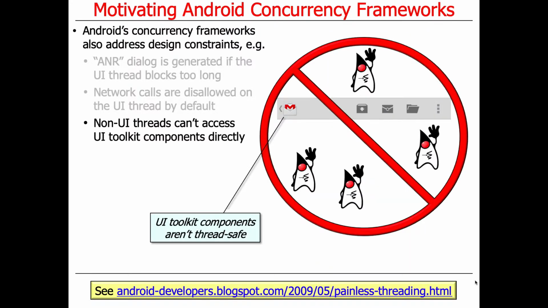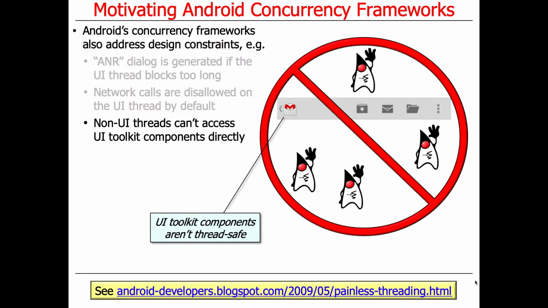Yet another design constraint that Android provides is that non-user interface threads, in other words, threads you might spawn to run in the background, can't access the user interface toolkit components directly. So if you have a background thread that's doing some computation, and then it wants to update something on the user interface that the user would see, it can't do that. If you try to do that, you'll also get an exception, and it'll fail.